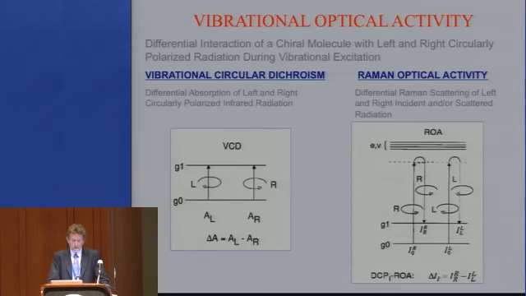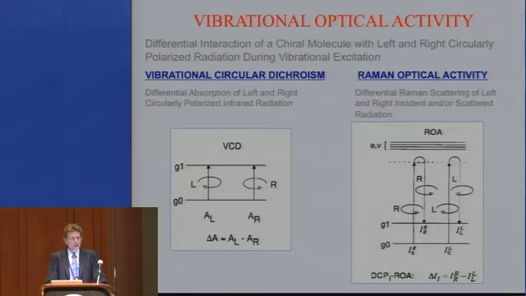And then in 1973 and 74, VCD and ROA came to the scene with first measurements, and I'll tell you a little bit more about that. This is just the definitions of VCD and ROA, and the main idea here is that they both start in the ground electronic state and go to the first vibrational level of the ground electronic state. And with VCD, it's just a direct absorbance, and you're taking the difference in the intensity between left and right circularly polarized light.